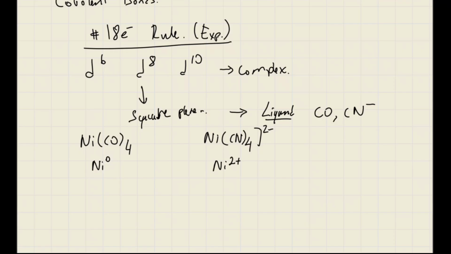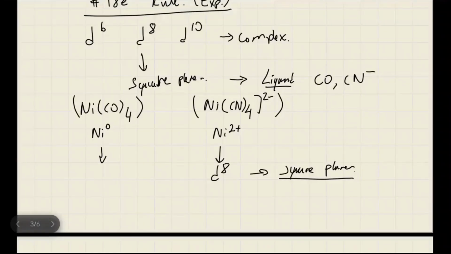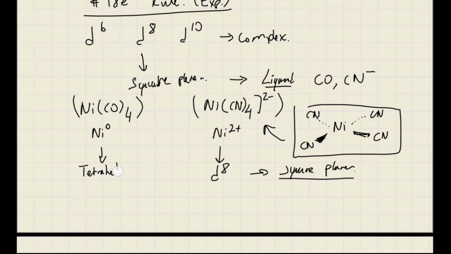How can we predict the geometry of the compound? So for instance, in here, this is a d8 system, and it has a square planar structure. What is the structure? So we have a nickel atom, we have 4 cyanide ligands here. So this is the structure of this compound. In the other one, it has a tetrahedral geometry, like CH4.